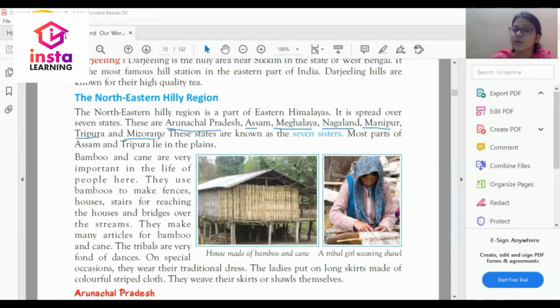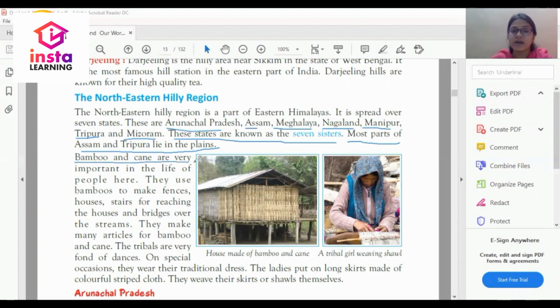These states are known as the Seven Sisters. Which states are known as the Seven Sisters? So, dear student, the answer is Arunachal Pradesh, Assam, Meghalaya, Nagaland, Manipur, Tripura and Mizoram are known as Seven Sisters. Most part of Assam and Tripura lies in the plains. असम एंड त्रिपुरा का ज्यादातर हिस्सा प्लेन्स पे लाई करता है.